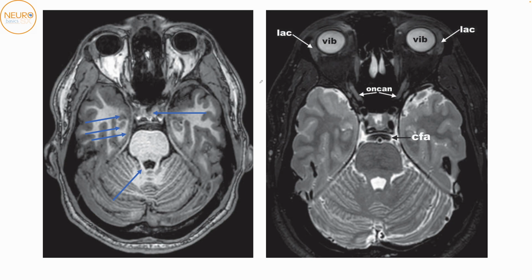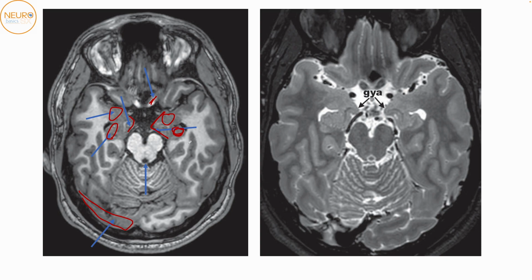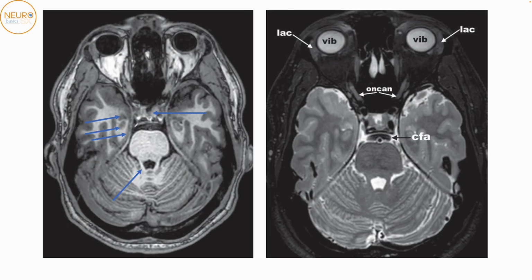Okay, coming further down, you have the orbit, the eyeballs. This is at the level of the vitreous. The lens is not clearly seen here. You have the orbital fat being very obviously hyper-intense on T1 imaging. We'll discuss the orbit separately in a different class, so no need to go into detail about that. At this level, we're now able to see the cavernous sinuses on both sides.